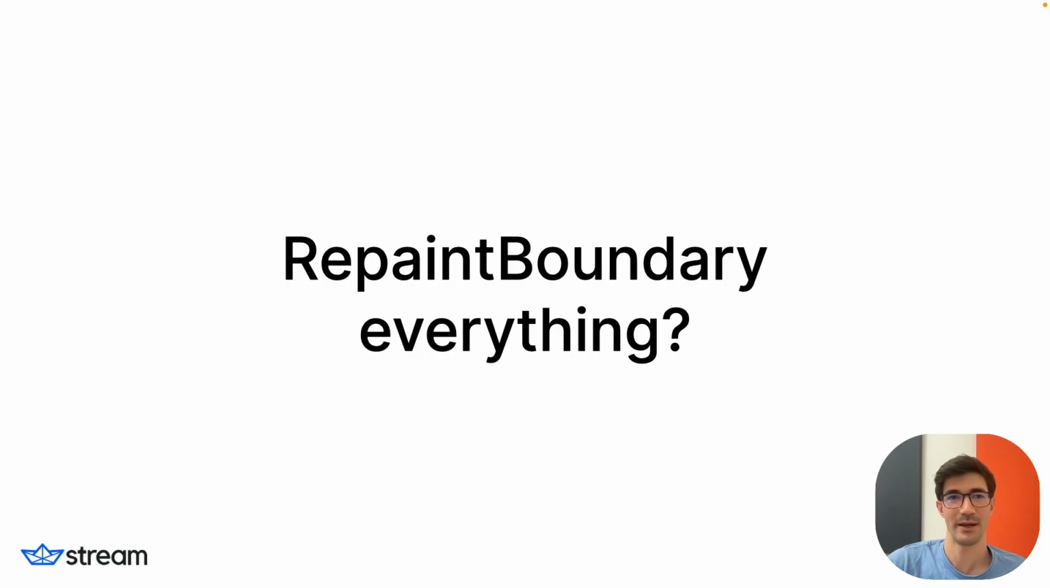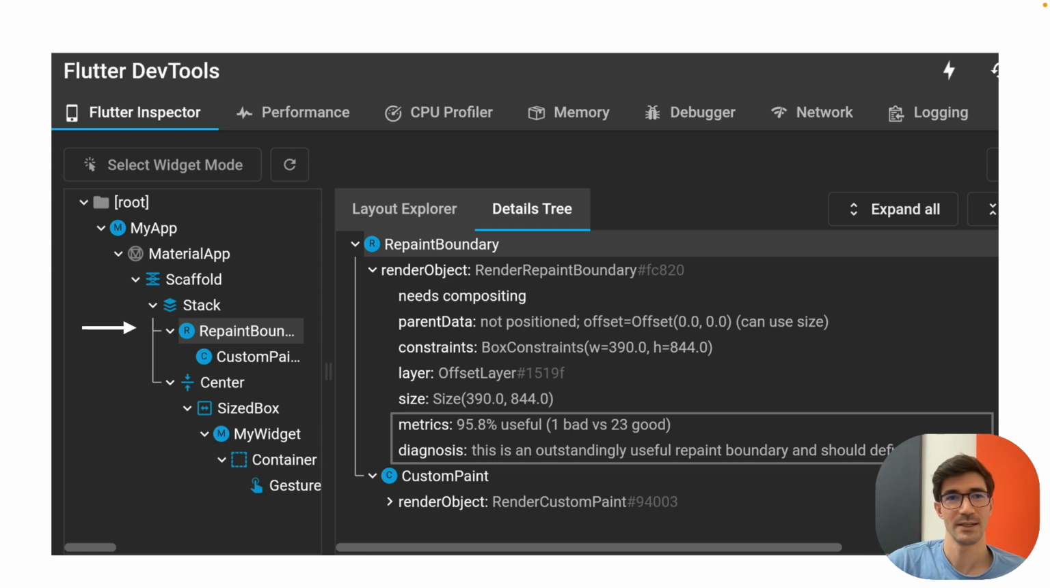So we should put a repaint boundary around everything, right? Not really. A repaint boundary basically instructs Flutter to cache the image. Raster cache entries are expensive to construct and take up a lot of GPU memory, so only cache images when necessary. That said, the engine may anyway ignore a repaint boundary if it thinks it's not useful. You can also see some metrics on your repaint boundary. In this example, it says that it's an outstandingly useful repaint boundary.